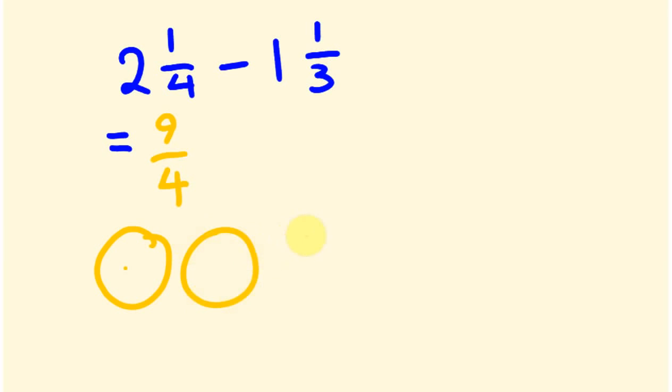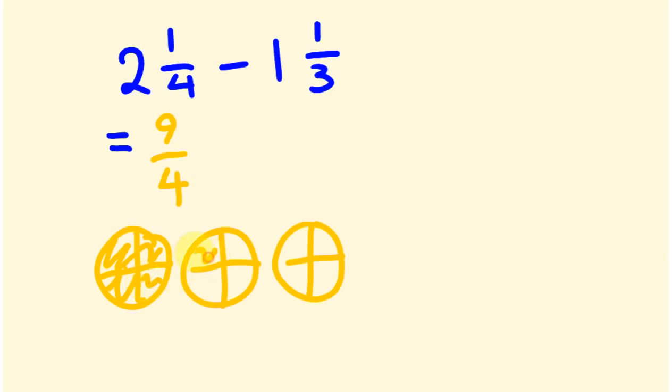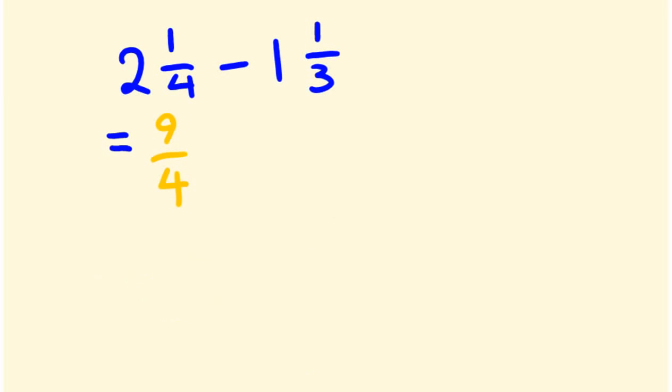If I was to draw 2 1/4, it would look like this. There's my, I've cut three things up into quarters. There's 1, 2, 3, and so on. There they are there, my 2 1/4. We have 2 times 4 plus 1 quarters. So 9 quarters.